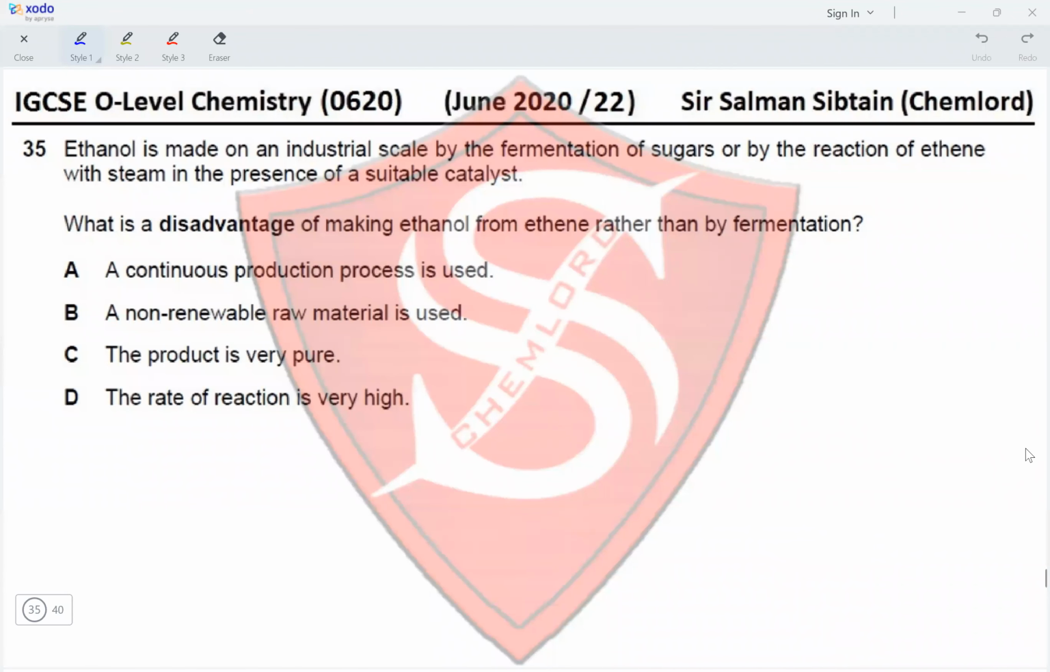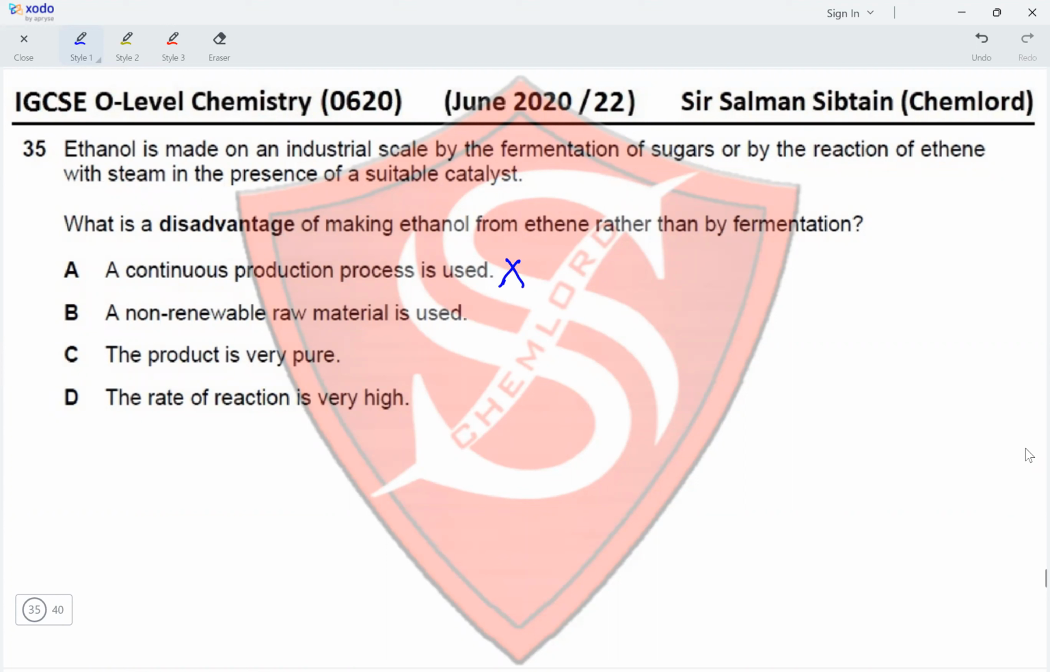Question 35. Ethanol is made on an industrial scale by the fermentation of sugars or by the reaction of ethene with steam in the presence of a suitable catalyst. What is the disadvantage of making ethanol from ethene rather than by fermentation? A continuous production process is used. No, this is not a disadvantage.